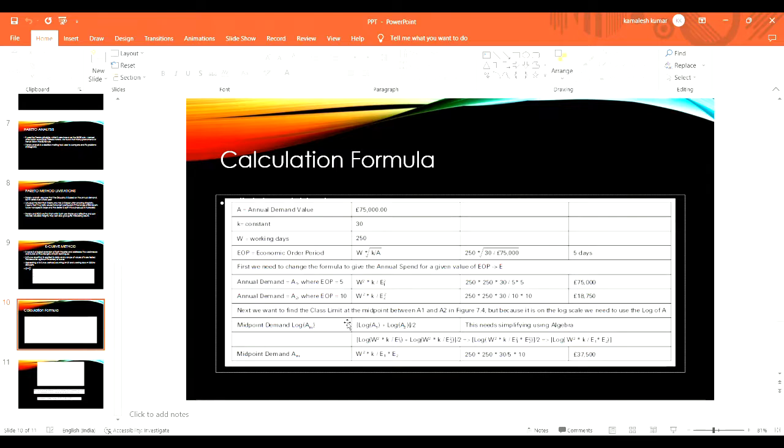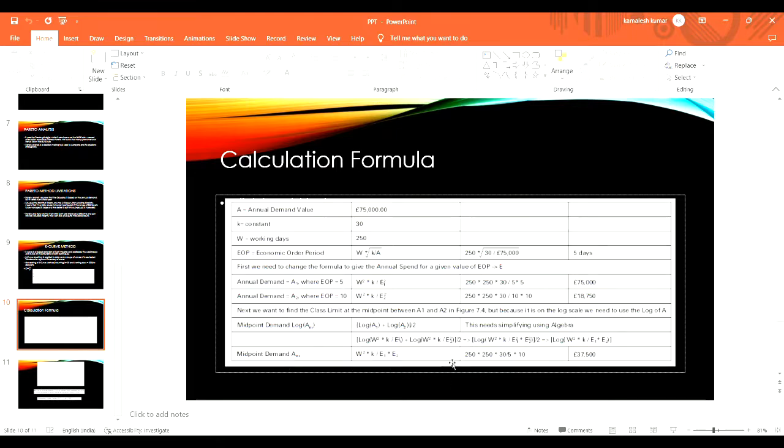This is simple algebra, by putting in the values of a1 and a2. So a1 is equal to w square into k by e1 square, which can be seen above. I have put w square into k by e1 square in place of a1. Similarly, we have to take the value of a2. Upon simplification, we get log w square into k by e1 into e2. By applying anti-log on both sides, we get am is equal to w square k by e1 into e2. So this is the final formula.